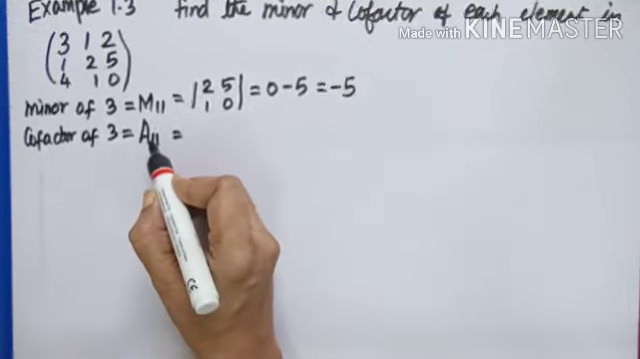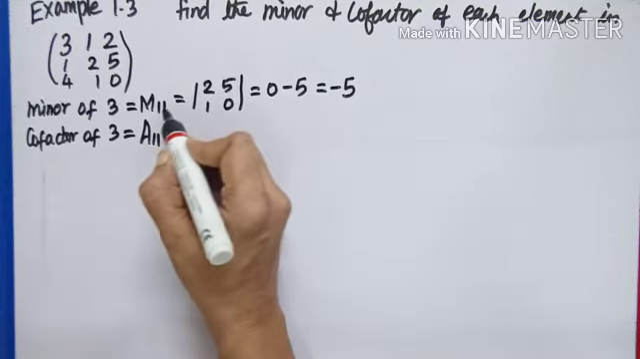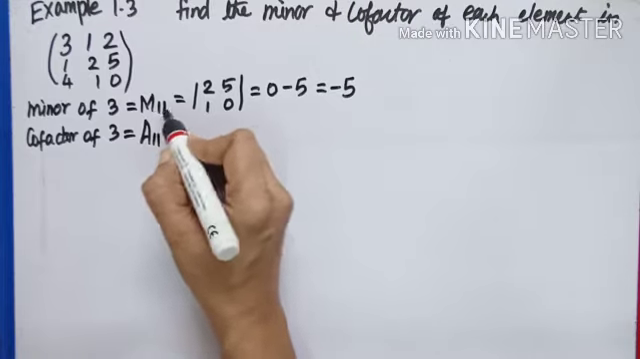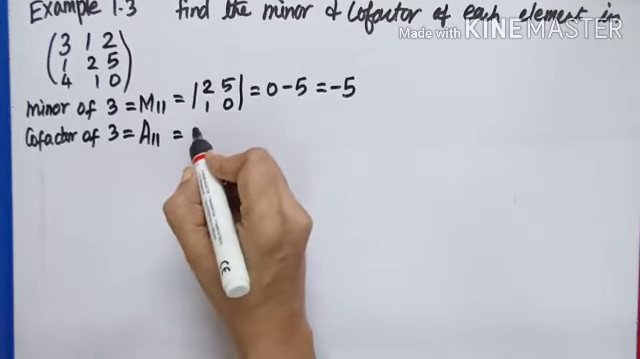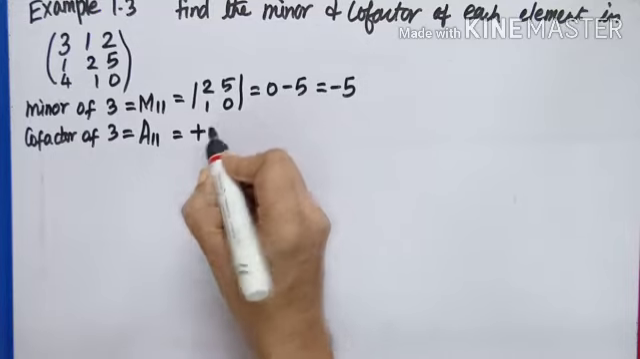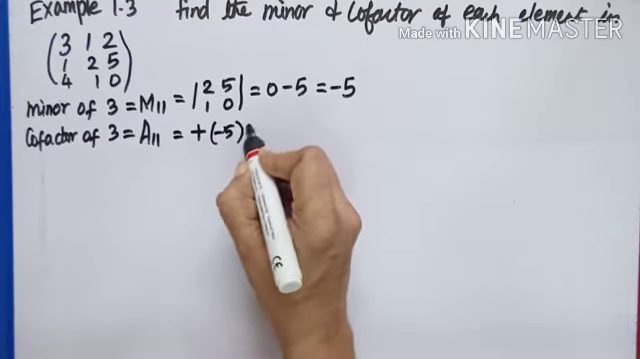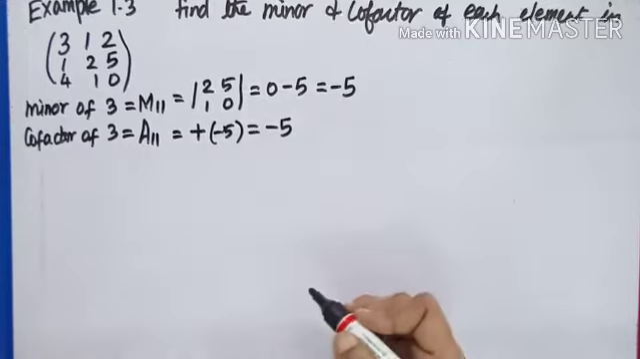Cofactor. How to write cofactor? It is A11, so add the two numbers. 1 plus 1 is 2. An even number tells me positive of minus 5. So my answer is minus 5.